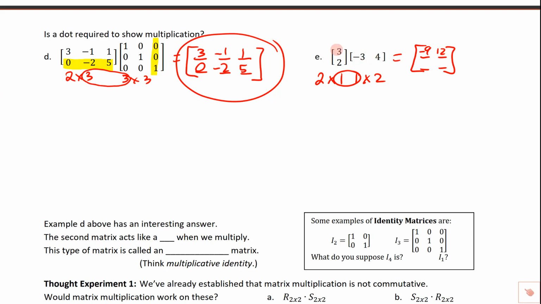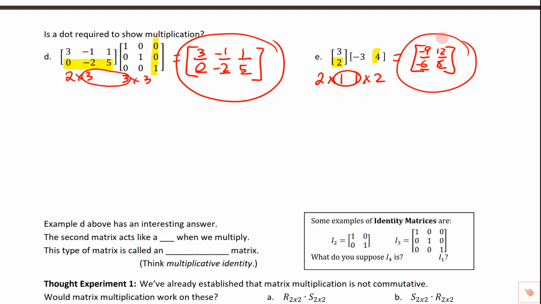Then we're going to move on to the second row, first column. So we end up with a negative 6. And then we're going to do second row, second column. We multiply those together and we get an 8. So we had fairly small matrices. We had a column matrix here and a row matrix here, and we end up with a 2 by 2 for the resultant. Okay, so that's how you do those.